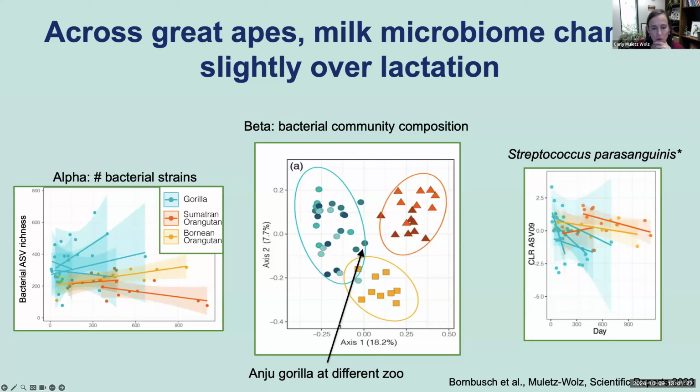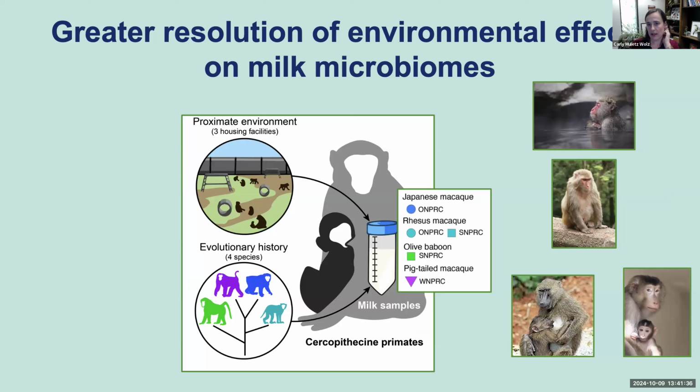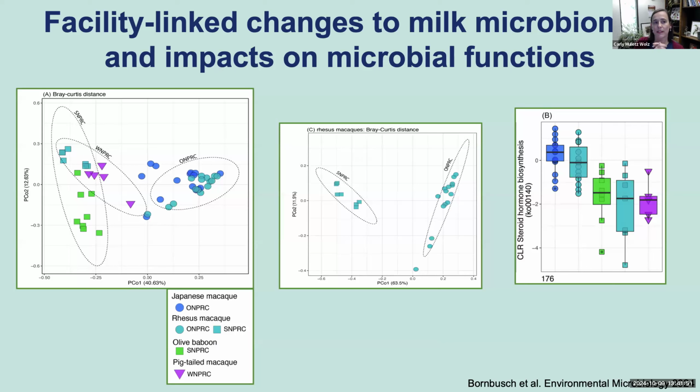And then we noticed that one gorilla, Anju, was at a different zoo than the other gorillas, and we kind of saw that there seemed to be a facility effect there. And so our next study was looking at facility effects. We had rhesus macaques that were housed with Japanese macaques, rhesus macaques that were housed with olive baboons, and pigtail macaques that were at another facility. And what we found were facility-linked changes to the milk microbiomes. The rhesus macaques with the olive baboons were in a cluster together, still species-level effects, but they were grouped within the facility. And the rhesus macaques that were with the Japanese macaques had a facility signal.